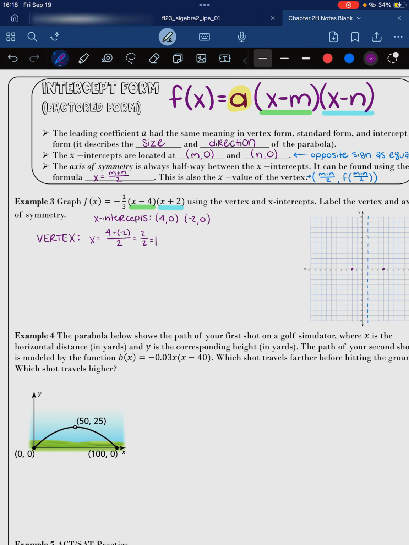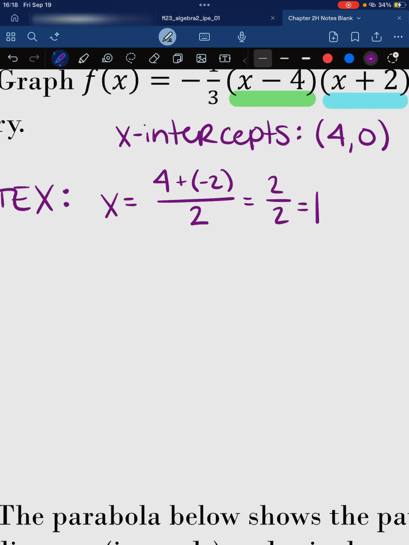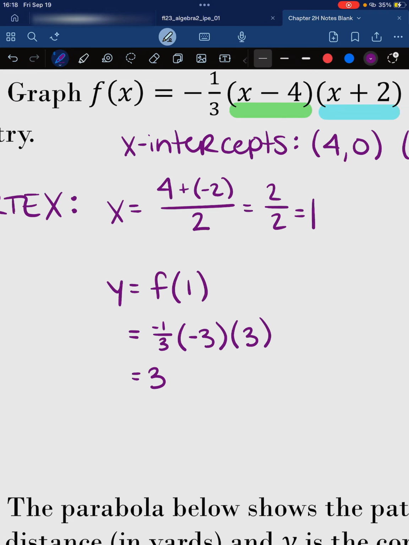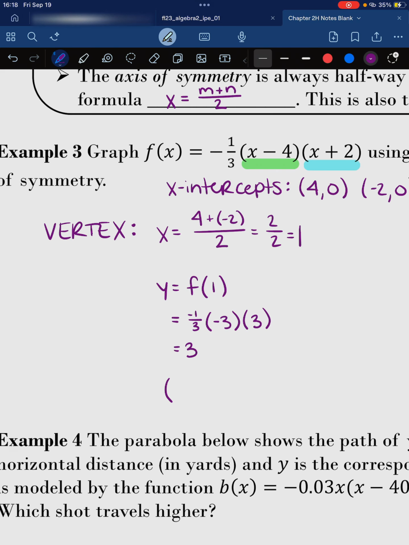Okay, so then we need to find the y value of that vertex. So then y equals f of 1, right? I'm going to plug 1 into the function to find the y value. And we get -1/3 times 1 minus 4 is -3. 1 plus 2 is +3. And multiply that all out, and we get the y value is 3. So my vertex is going to be at (1, 3).